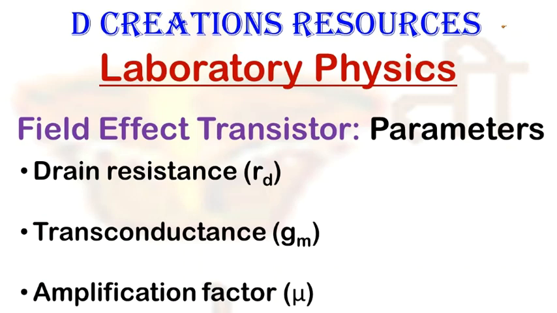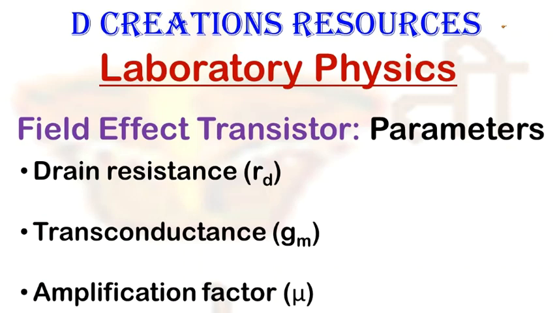Now, it is the ratio of change in drain source voltage. So, how do we denote that? We denote it by delta VDS to the corresponding change in drain current. So, change in drain current is usually denoted as delta ID at constant gate source voltage. So, which is denoted as VGS.